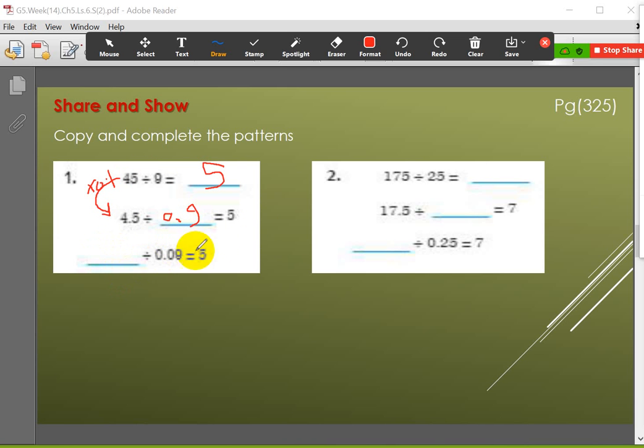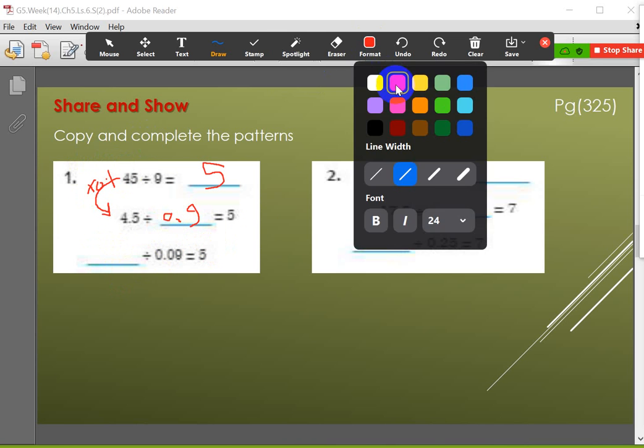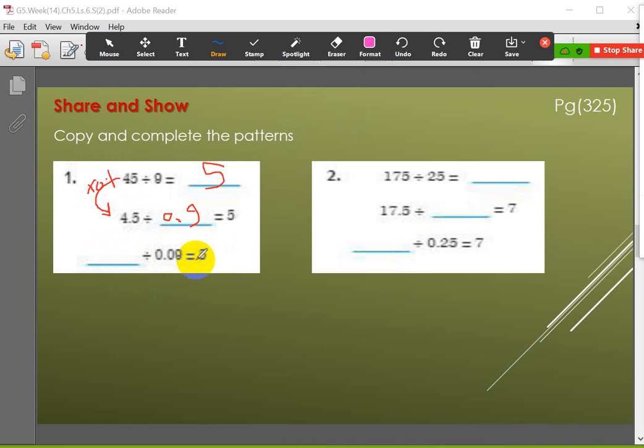What about this pattern? Which pattern do I have to use here? If I want to make the divisor 900 into 0.09, that means I have to multiply with 0.01. So the 45, it will be what? I have to move the decimal point to the left side 2 digits, so the number becomes 0.45. 0.45 divided by 0.09 equals 5 also.